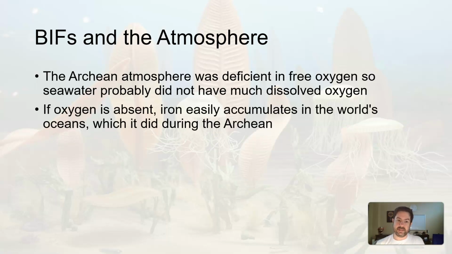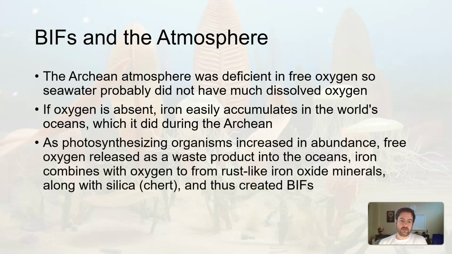If oxygen is absent in the oceans, iron easily accumulates and builds up. It doesn't attach to too many things. It really likes oxygen. Iron really loves to attach to oxygen. But if there was no oxygen, neither in the atmosphere nor in the waters, it just builds up and builds up. So we have all this elemental iron, these ions of iron, just floating around in water. And that's what happened during the Archean.